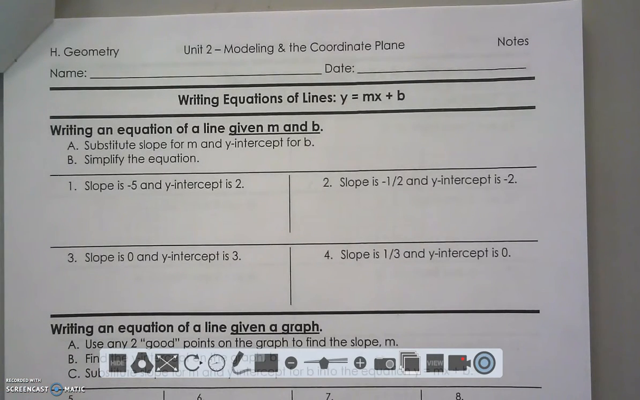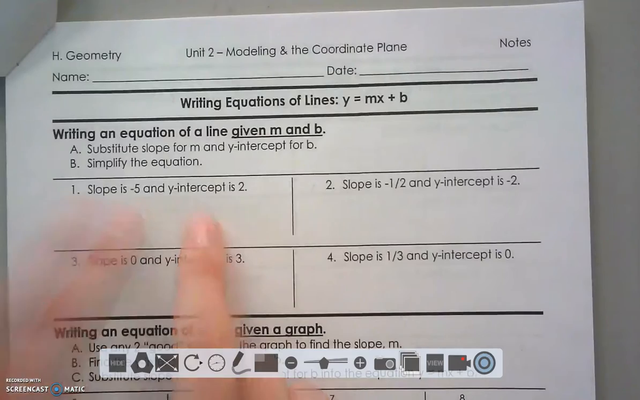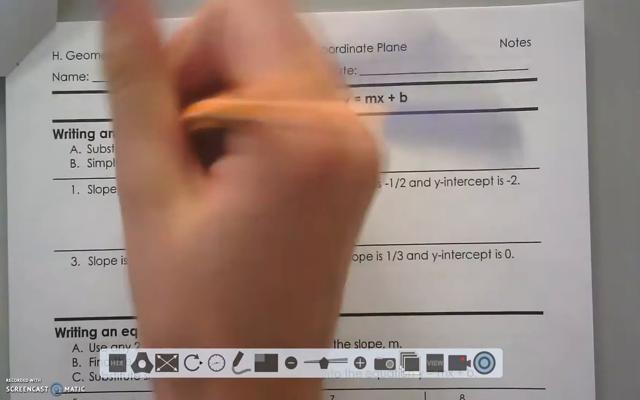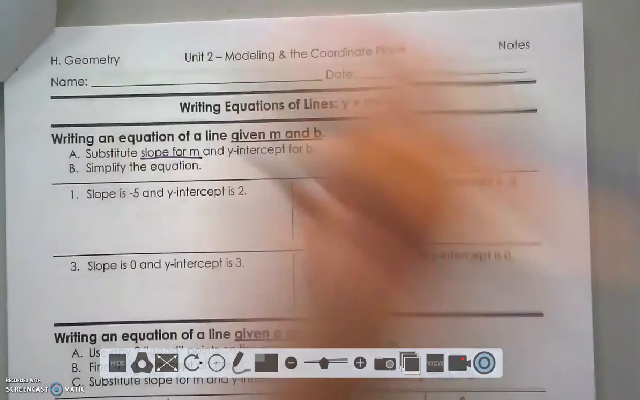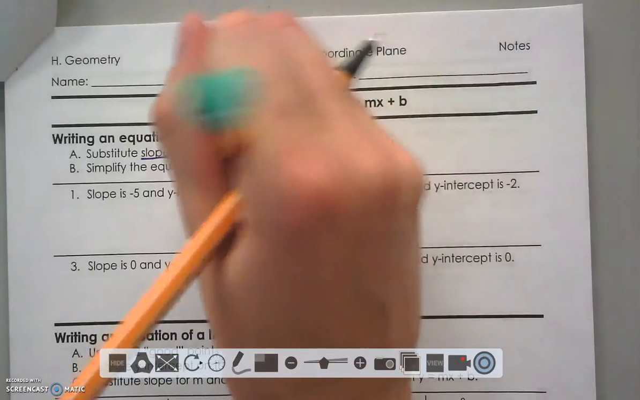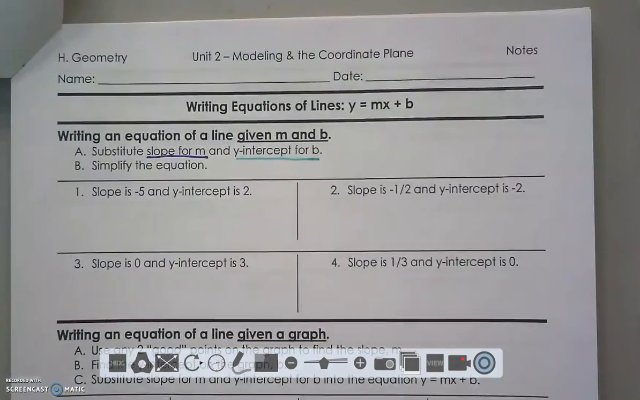That's the slope-intercept form for the equation of a line. So this first box is just asking you, do you know that slope stands for m, and that your y-intercept is represented with the letter b? So can you substitute and simplify an equation?